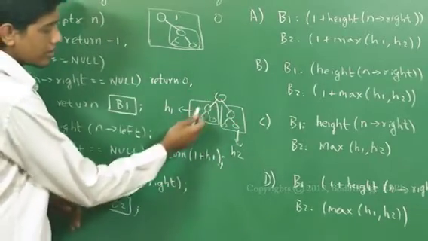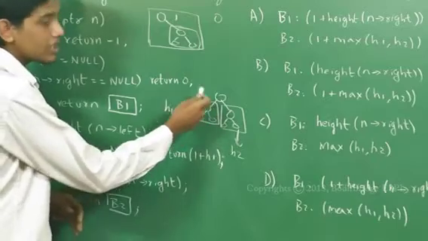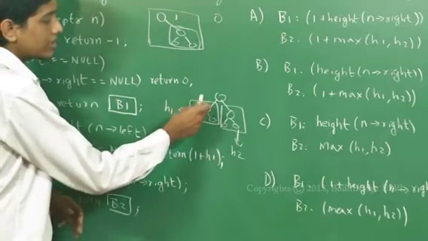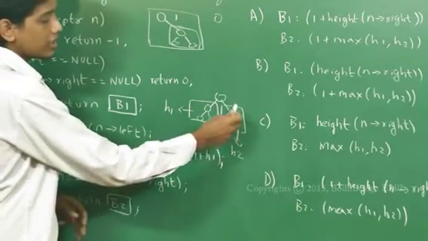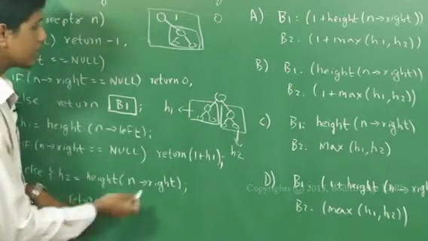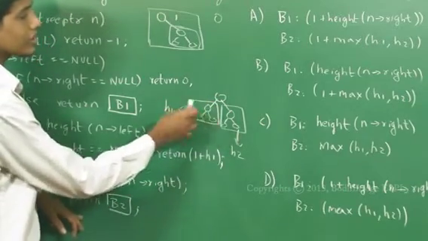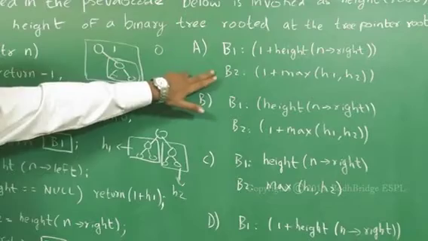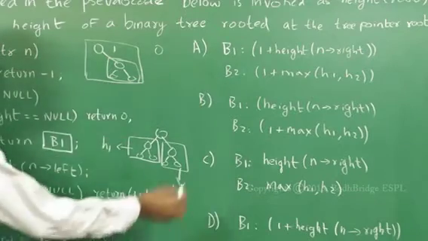So if the height of this subtree h1 is more, then you add this plus 1. If the height of this subtree is more, then you add h2 plus 1. Therefore, b2 is 1 plus max of h1 comma h2. So b2 is 1 plus max of h1 comma h2. So option A is the right answer.